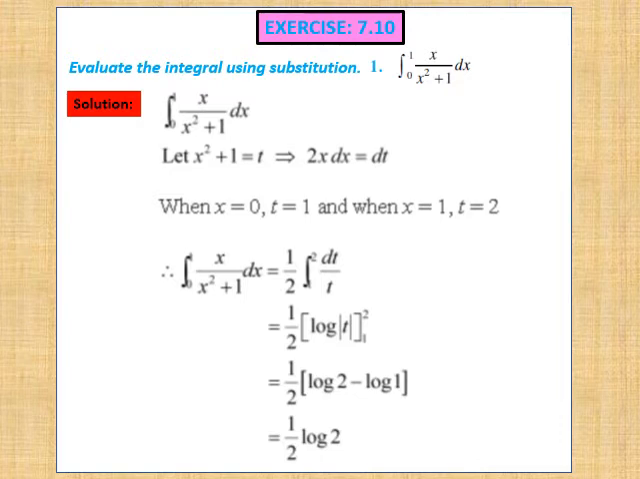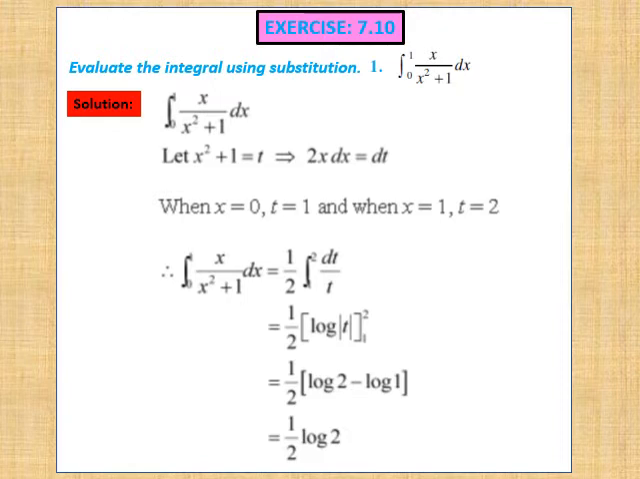Now we are changing the limits. If x is equal to 0, then t will be equal to what? 0 plus 1, which is 1. And when x equals 1, then t will become 2. So the integral from 0 to 1 of x upon x square plus 1 dx becomes half integral from 1 to 2. Now you see that the limits are changed. Like I told you, if you change the limit of x, you will get a new limit for t. So it is half integral from 1 to 2 of dt upon t.